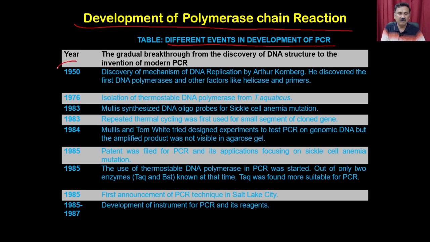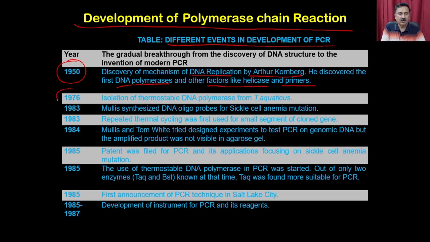For example, in the year 1950, the author Kornberg discovered DNA replication, and that's how we came to know what the different proteins involved are and how the DNA polymerase synthesizes the DNA. He discovered the DNA polymerase, helicases and primers, and that's how we know that all these enzymes are involved. Then in the year 1976, the thermostable DNA polymerase from Thermus aquaticus was discovered, which is called Taq DNA polymerase.